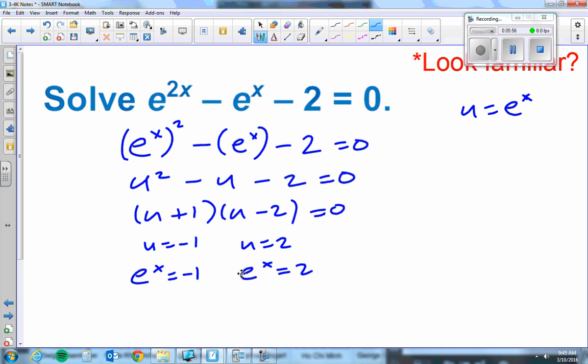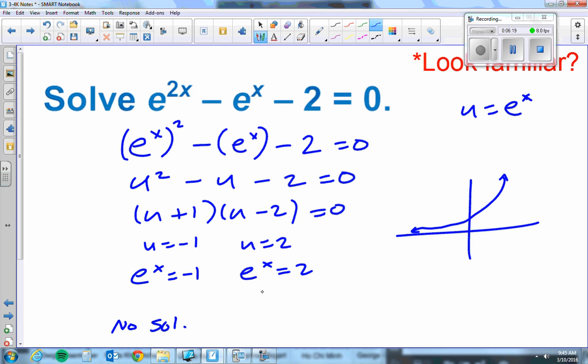Okay. Which of those is impossible, by the way? Now look at this. If I graphed an exponential, they normally look like this. They're never 0, much less negative, right? And so this just has no solution.